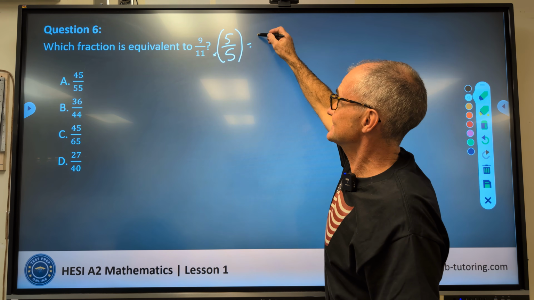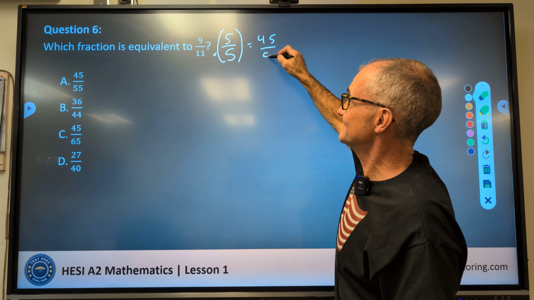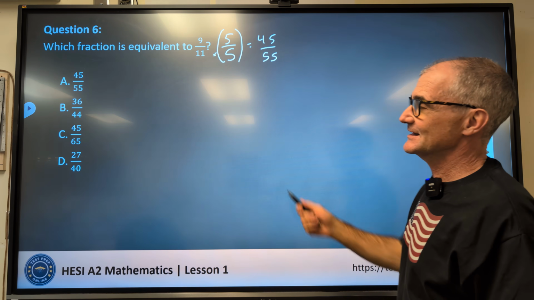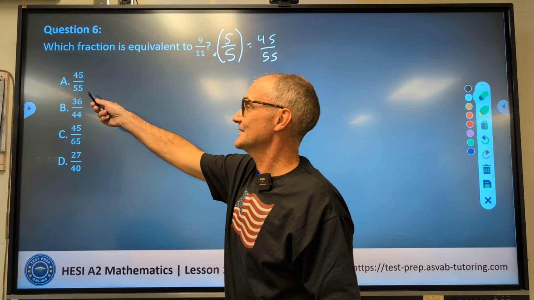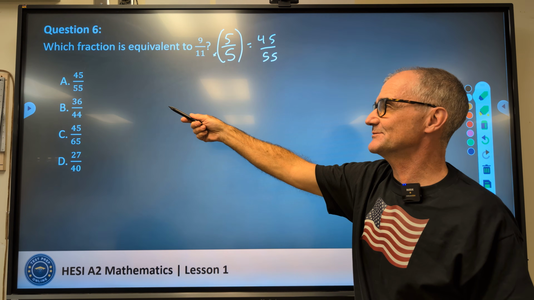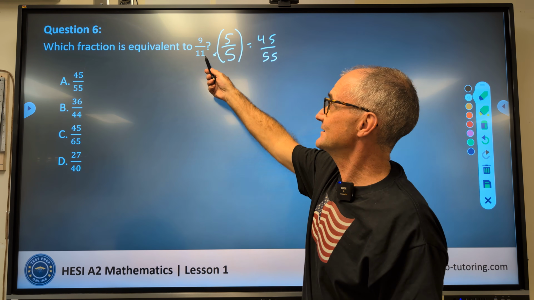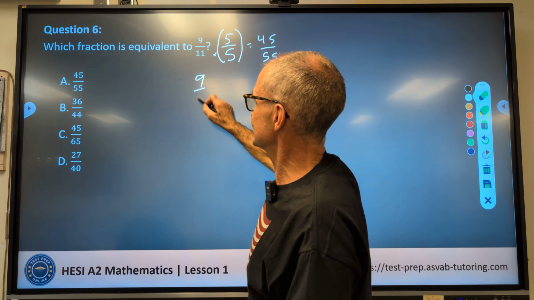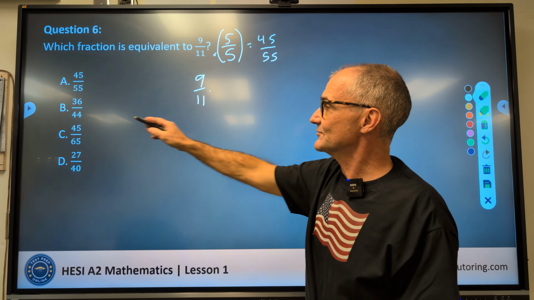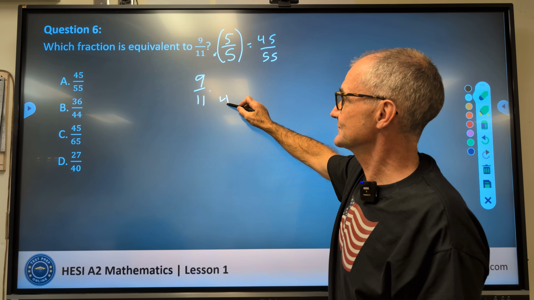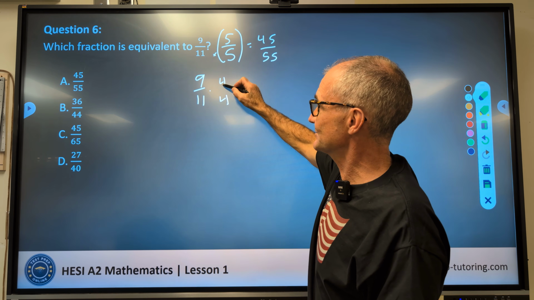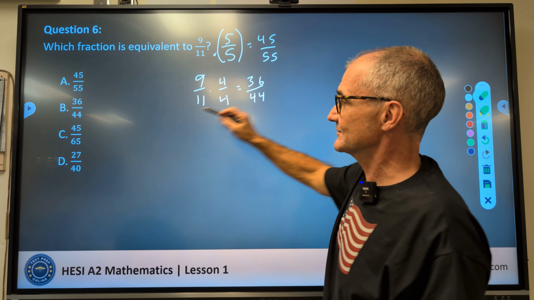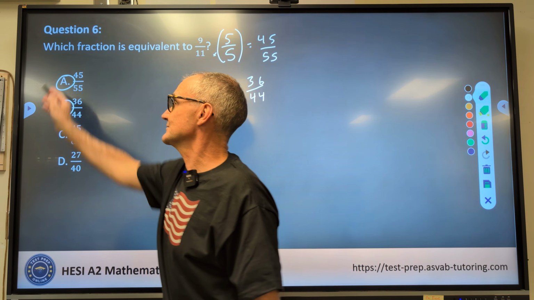I multiply across the top to get 45, across the bottom to get 55, and it works out to be answer A. That was a good try because I could see it was going to be an integer, and I knew it was going to work out pretty easily. Let's do this one too. 9/11ths. How do I get 11 to 44? I'd multiply it by a 4. That would give me 44. I'd have to multiply the top by a 4, and that would give me 36 over 44. Oh, this one works as well. So both of those are right.